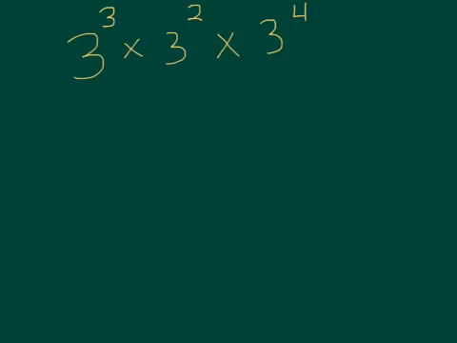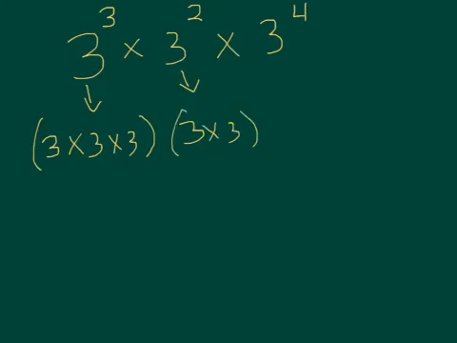So this first 3 to the 3rd would look like 3 times 3 times 3. And sometimes we put parentheses around it just to keep it straight from the other 3's. This next one, 3 to the 2nd, is written as 3 times 3. I'm going to multiply those two quantities together. And then 3 to the 4th would be 4 3's multiplied together, like that.